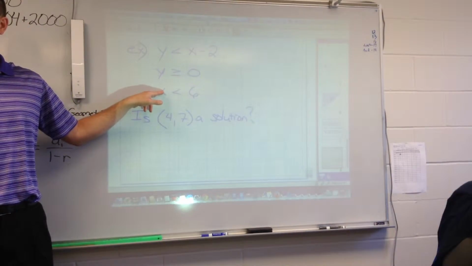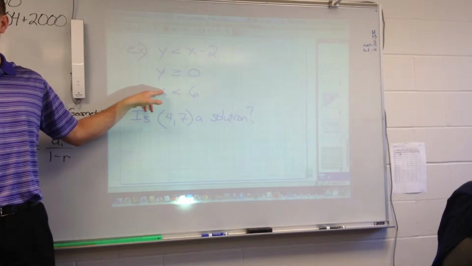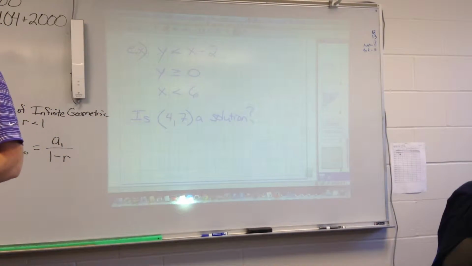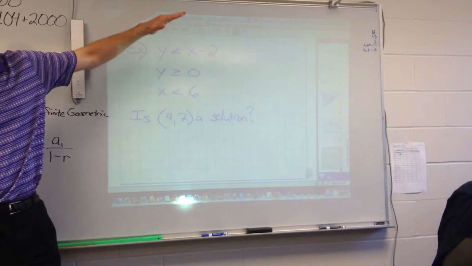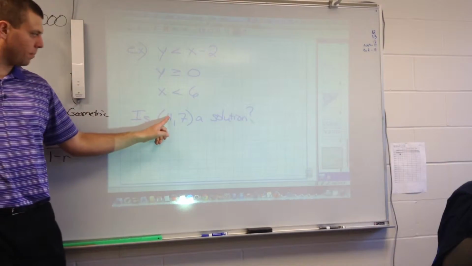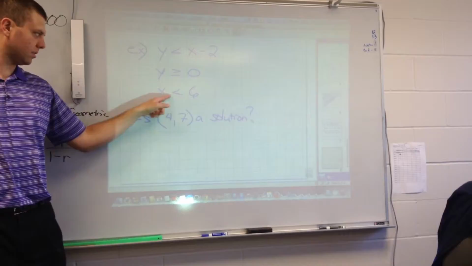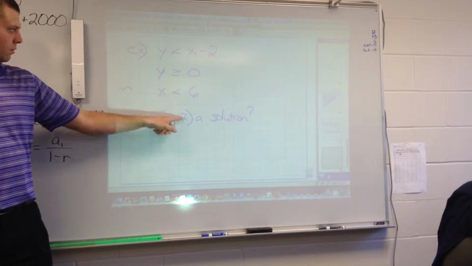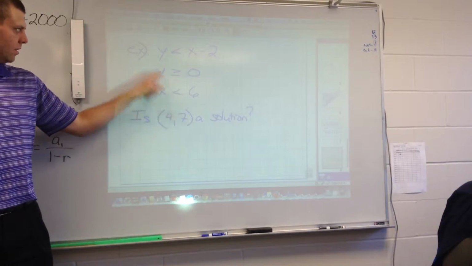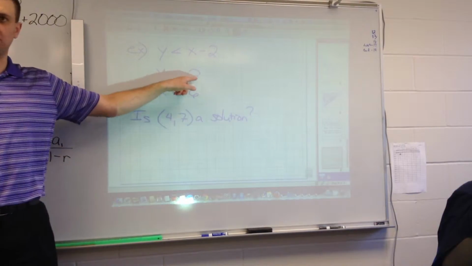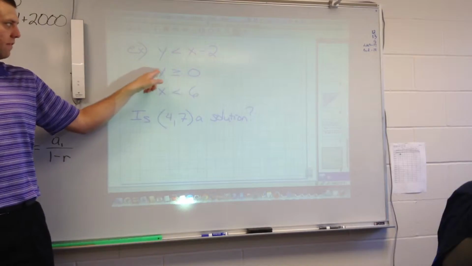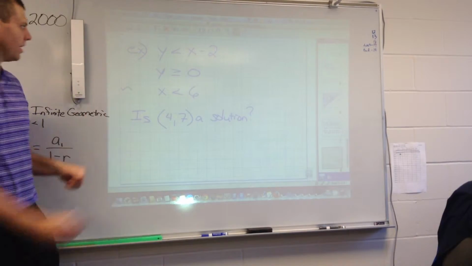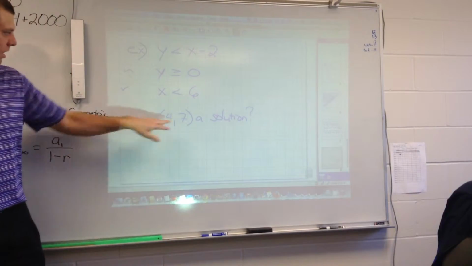But is it guaranteed to be a solution? Not necessarily, because for it to be a solution, it has to satisfy all of them. It has to satisfy all 3 of them, right? So I'm going to plug 4 in for x. 4 is less than 6. Okay, check mark. We're good there. Then, what's my y value I'm going to plug in? 7. Is 7 greater than or equal to 0? Yes. Okay, so check. We're good there.